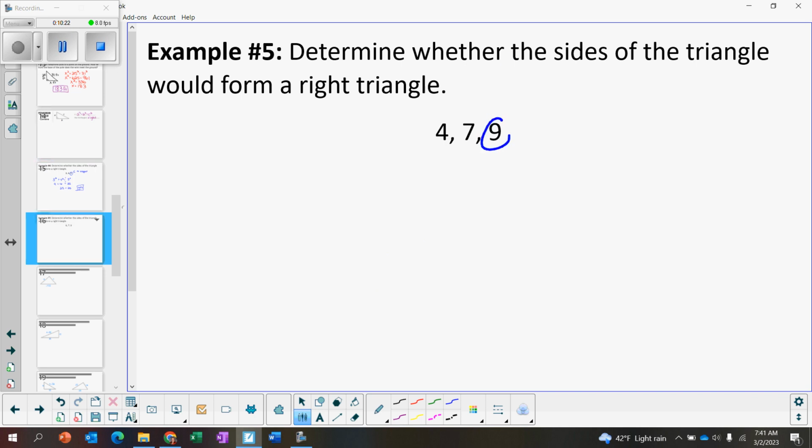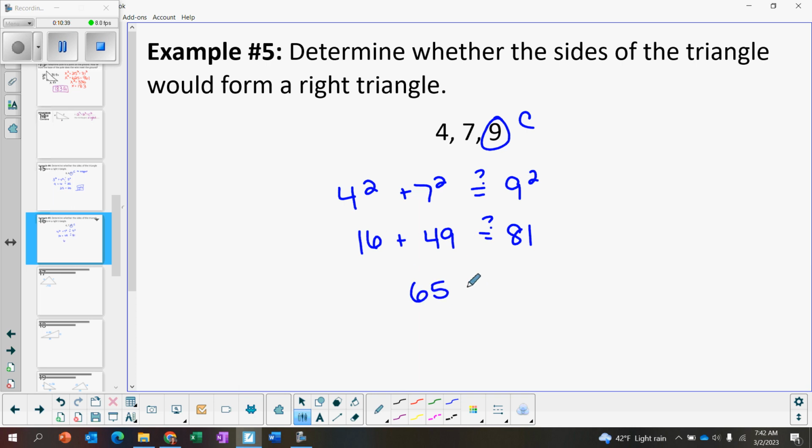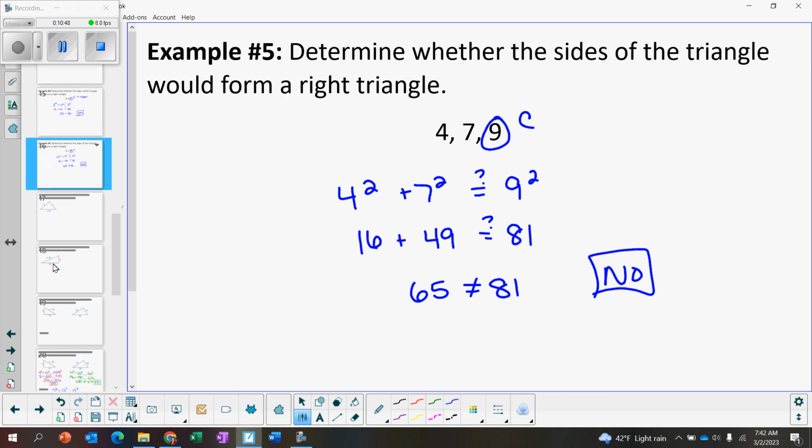I'm going to make 9 my C. So it's going to be 4 squared plus 7 squared, checking to see if it equals 9 squared. So 16 plus 49 and 81. 16 and 49 is 65, which does not equal 81. So no, these three sides do not form a right triangle.